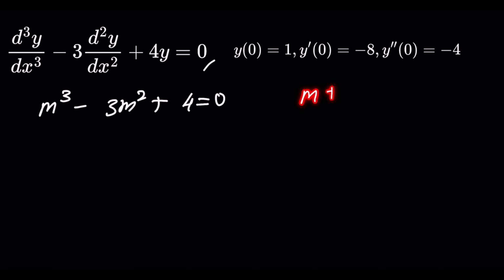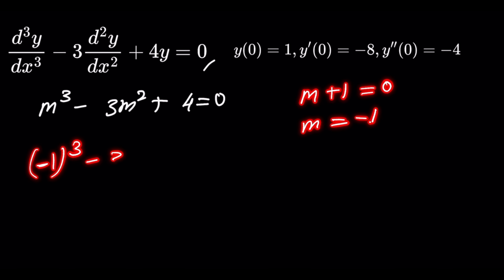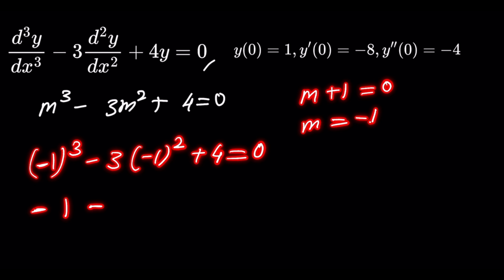So let's assume that m plus 1 is a factor of this cubic equation. Hence, we'll be substituting m is equal to -1 and seeing if it satisfies the given equation. -1 cubed minus 3 times -1 squared plus 4 equals 0. So this gives -1, -3 plus 4 is equal to 0. Hence, the equation is satisfied. This means that m plus 1 is one of the factors of this cubic equation. So let's find the other two factors of this cubic equation.